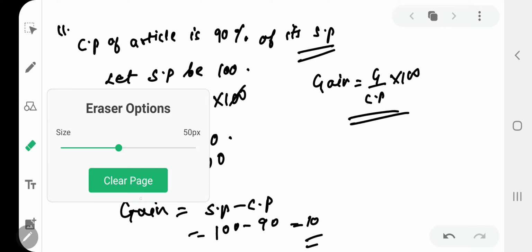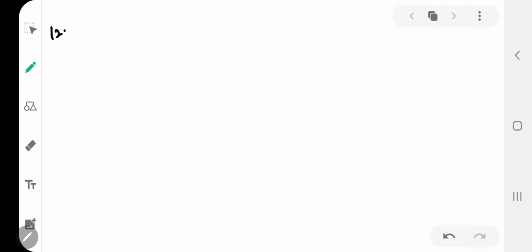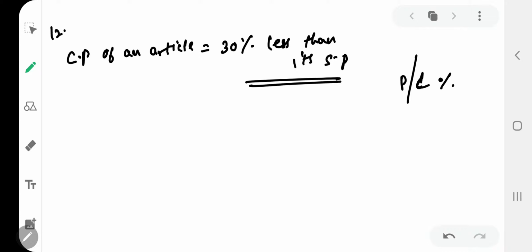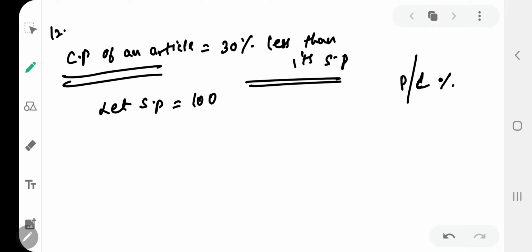Yes. Then we have our next problem, problem number 12, which says the cost price of an article is 30% less than its selling price, and you have to again find profit or loss percent. My dear kids, similar problems. The concept is very fine. Here you will keep your SP as 100, and now CP is 30% less than SP. So if SP is 100, what is CP?